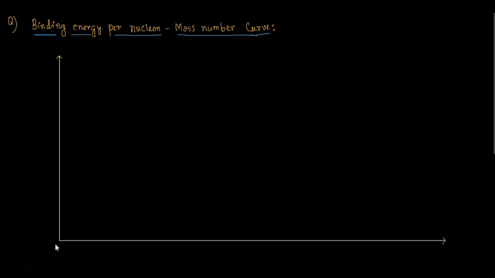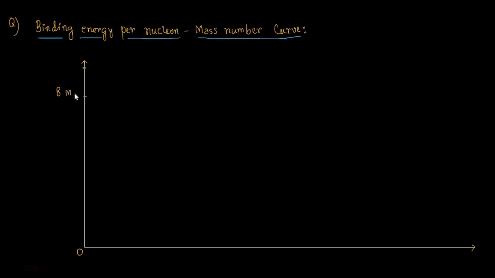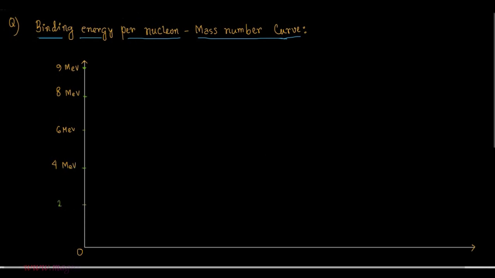So we can draw two mutually perpendicular axes. One axis is the vertical axis, and along the vertical axis we can denote the different amounts of binding energy: 9 mega electron volt, 8 mega electron volt, and 4 mega electron volt. These are the different values of binding energy. And binding energy is the energy due to which nucleons are bound inside a stable nucleus.